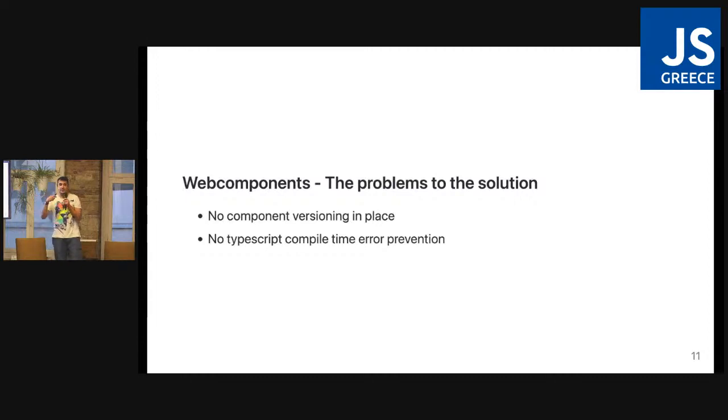Except for the problems that I just referred to, there were some additional ones. Once we found the solution of using web components, there were some problems with that too. The first one was that we didn't have component versioning in place, meaning that we just shared Git hashes, which is not a very good way to communicate between teams, and we didn't have a clue of what was going on. And due to the fact that we use React with TypeScript, at compile time, we didn't have the TypeScript compiler error prevention, which could assist a lot in our case.